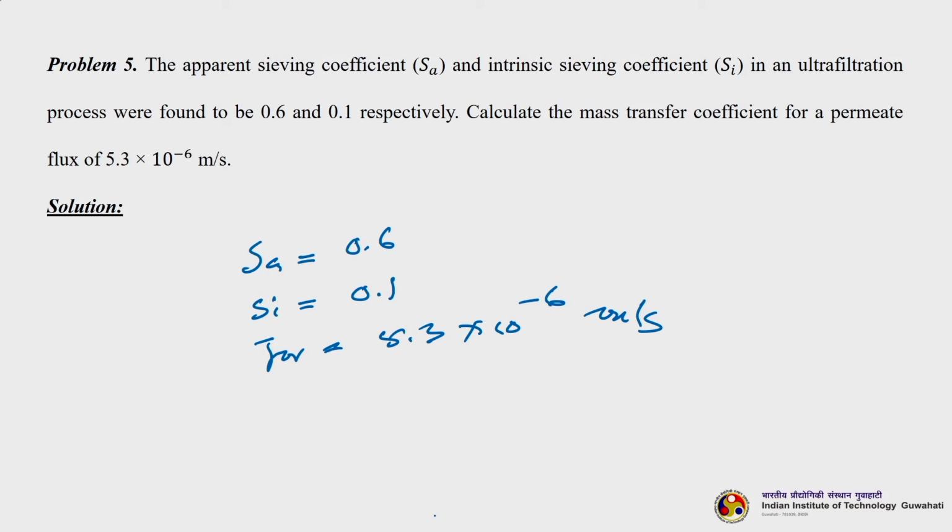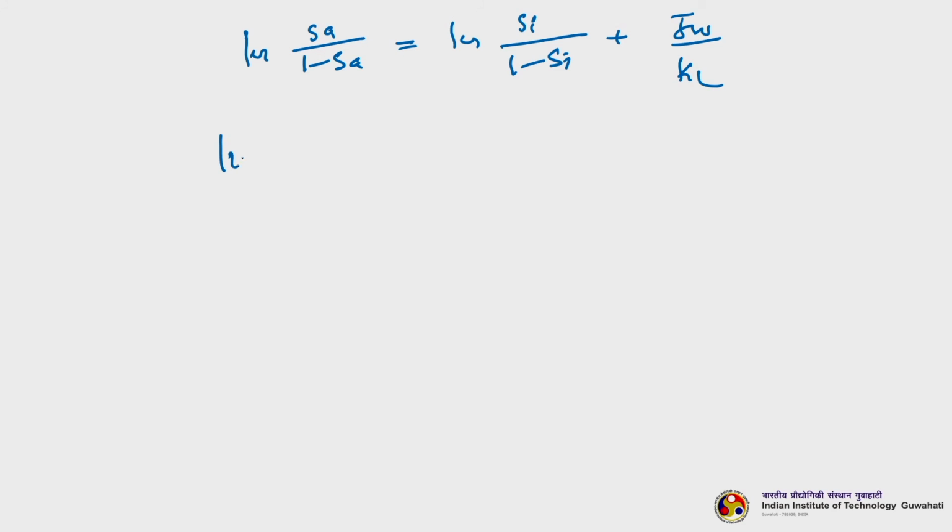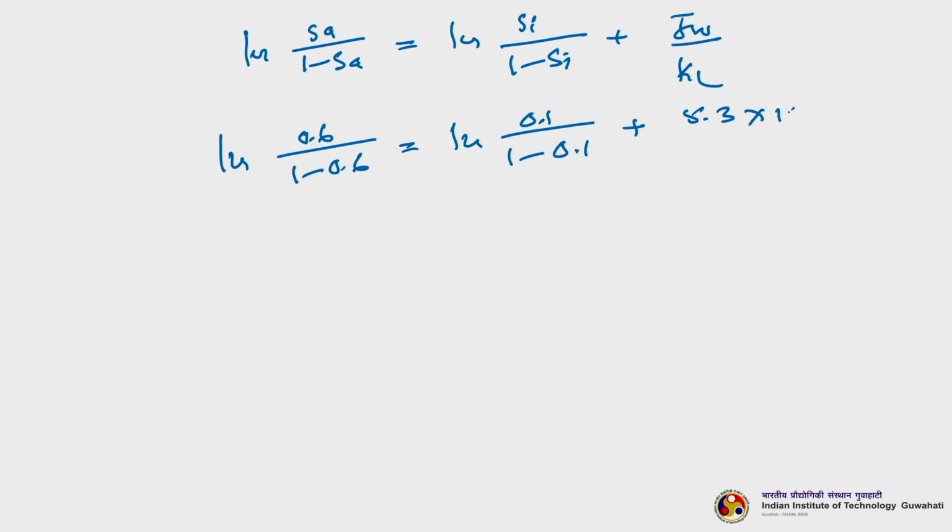Now, you can use the equation, which is ln of Sa divided by 1 minus Sa equals ln of Si divided by 1 minus Si plus Jw by kL, right. So, you can substitute all these values. Sa is 0.6, so ln of 0.6 divided by 1 minus 0.6 equals ln of 0.1 divided by 1 minus 0.1 plus Jw, which is given as 5.3 into 10 power of minus 6, divided by kL.